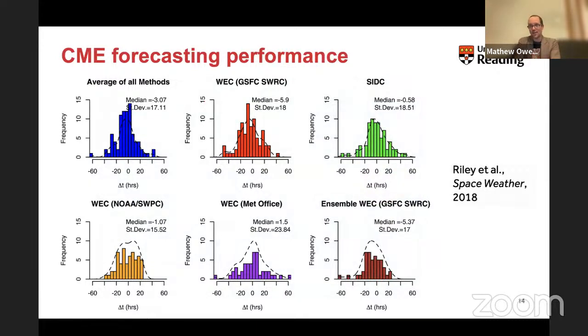Now, how well does this work? This is the sort of open secret in the field: it's not very good. It's as good as we can do. Pete Riley put together a really nice summary of the results of genuine forecasts, so not hindcasts where you can tune them to the answer you want. These were genuine forecasts put out before the event, and then he looked at how well they did. There are different forecast groups on here: NOAA SWPC, the UK Met Office, Goddard.